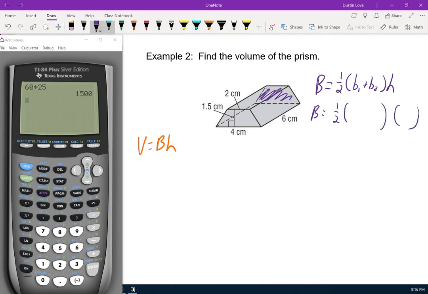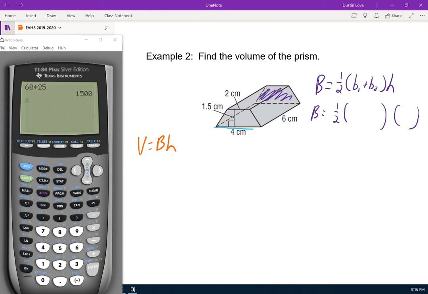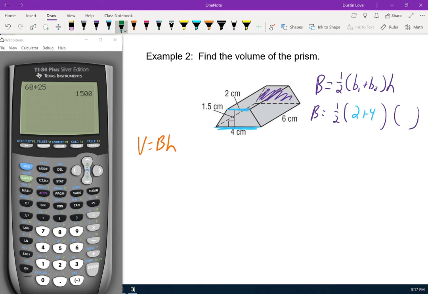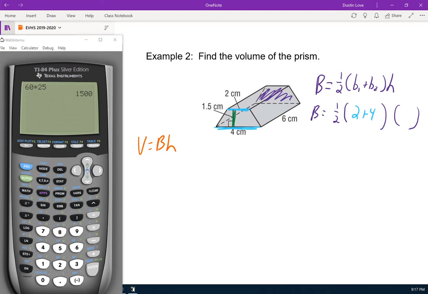All right, now let's talk about our two bases on a trapezoid. Again, that is the two parallel sides of a trapezoid. So we're going to have the 2 plus 4. Now the height of the trapezoid is the distance between the two bases of the trapezoid, which here is 1.5. Now let's go ahead and type that in. 1/2 times 2 plus 4 times 1.5. The area of my trapezoid is 4.5.